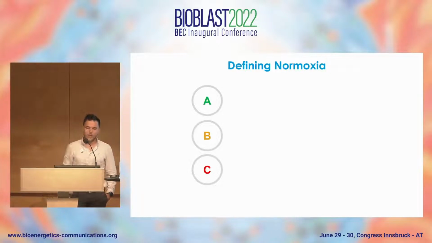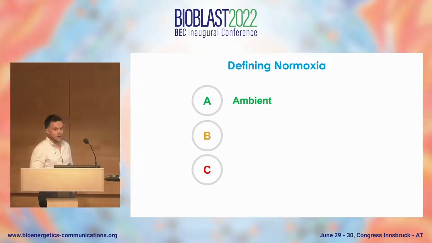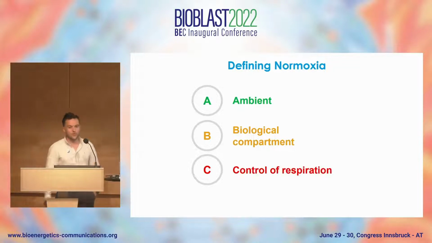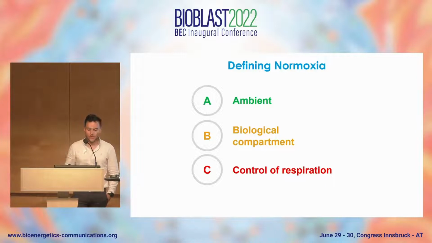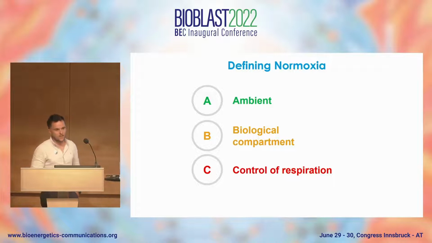So with this in mind, what we did was we came up with a very simple ABC of hypoxia, which uses three complementary and connected precepts that are A for ambient, B for biological compartment, and C for control of respiration. And it is this ABC of normoxia that I will now walk you through before closing with the ABC of hypoxia, which is of course concerned with deviations below these reference points.